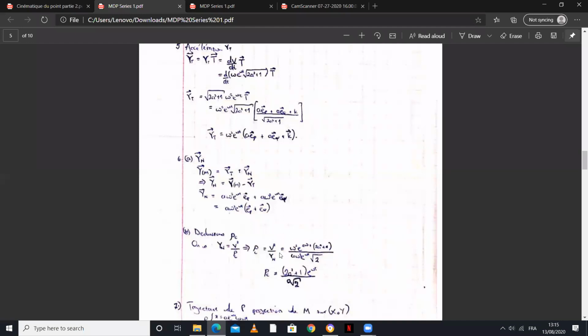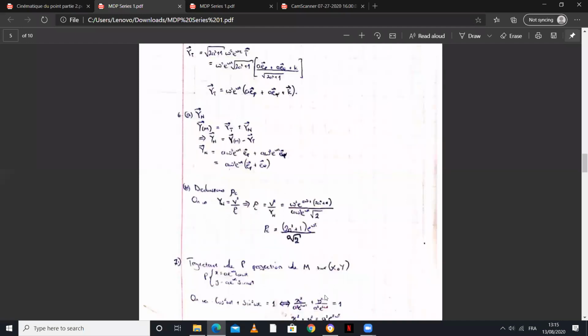Is the expression for the radius clear? No? It's not Vn, it's gamma n. Yeah.